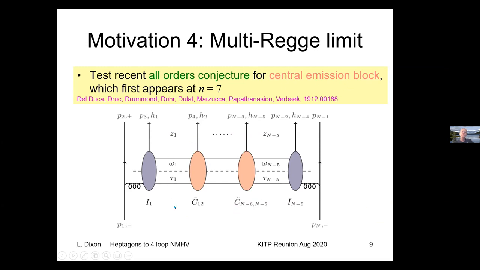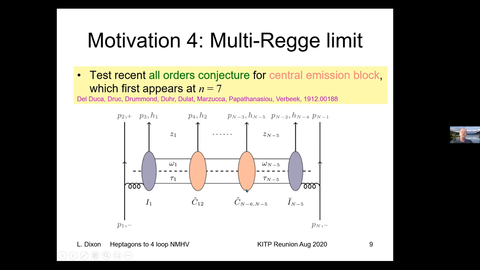In the 6-point case, you have various structures related to the ends of the ladders that show up in the Multi-Regge limit, called impact factors. And of course, you also have something called the BFKL eigenvalue that controls the slopes of trajectories. But at the 7-point case, you can emit something in the middle for the first time, this orange blob. And so one can test this conjecture to high orders.